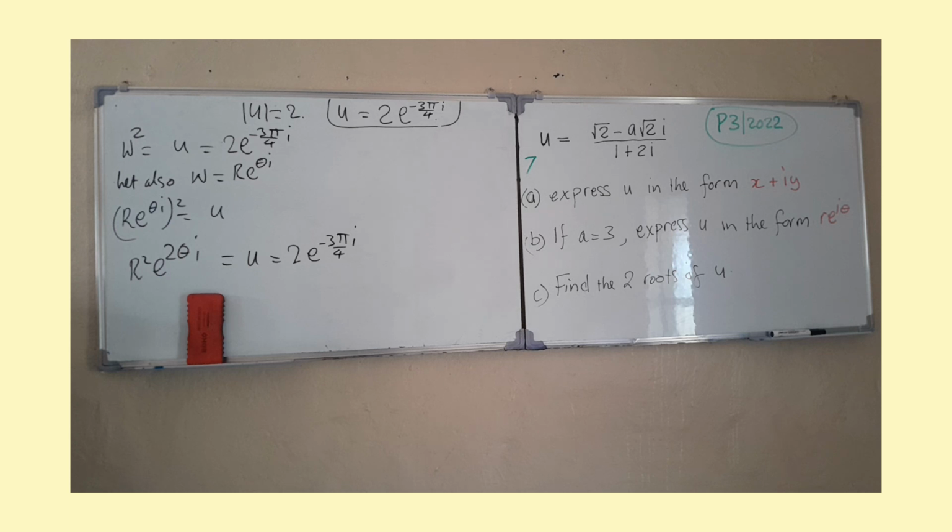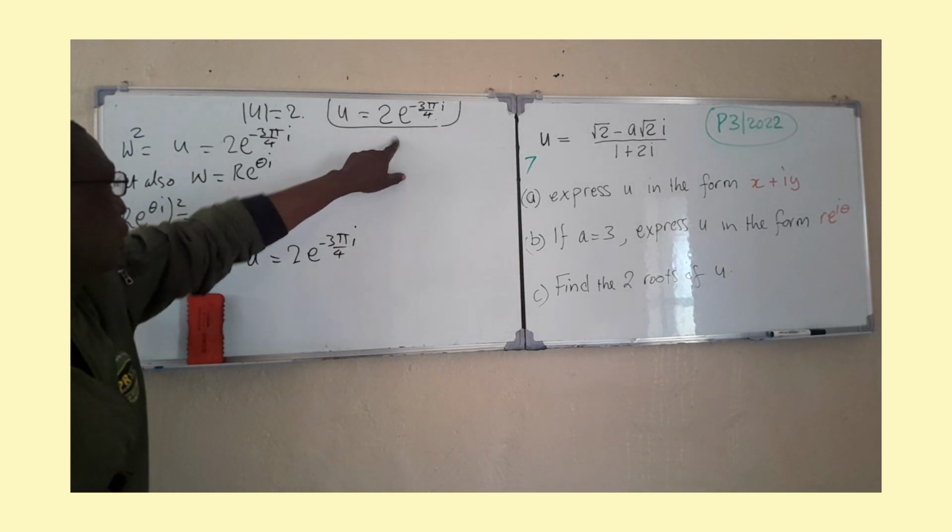Let's repeat our analysis here. We said w squared is the square root of u, meaning w squared is equal to u. Let w be equal to that, expressed in exponential form, where r is the modulus of w and theta is the argument. So since w squared is equal to u, then this squared is equal to u. And this squared is that, which is equal to this, because that's what u is.